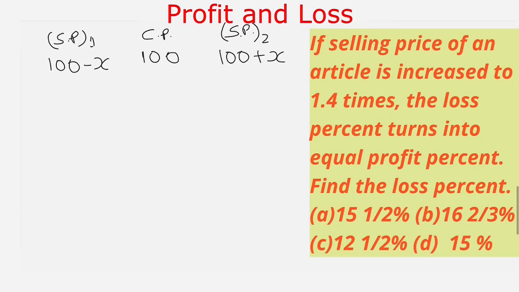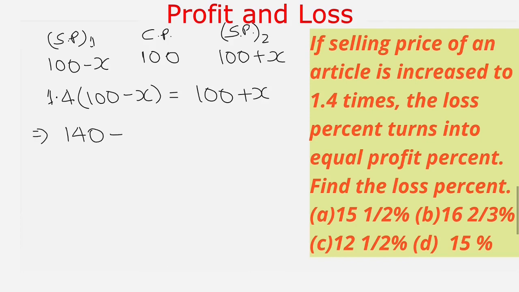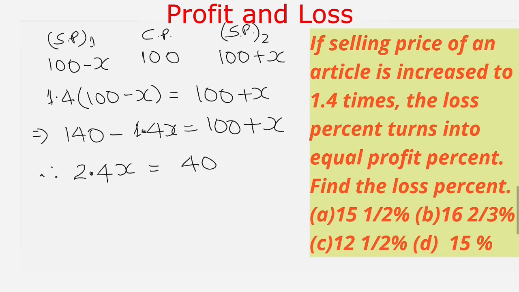plus profit. Now what is the relation between SP1 and SP2? SP2 is 1.4 times of SP1. So we just equate it. 1.4 multiplied by 100 minus X is equal to 100 plus X. And we have just to find the value of X. So this gives us 140 minus 1.4x equal to 100 plus x. On transferring minus 1.4x, we get 1.4x plus x, that is 2.4x, equal to 140 minus 100, which is 40.